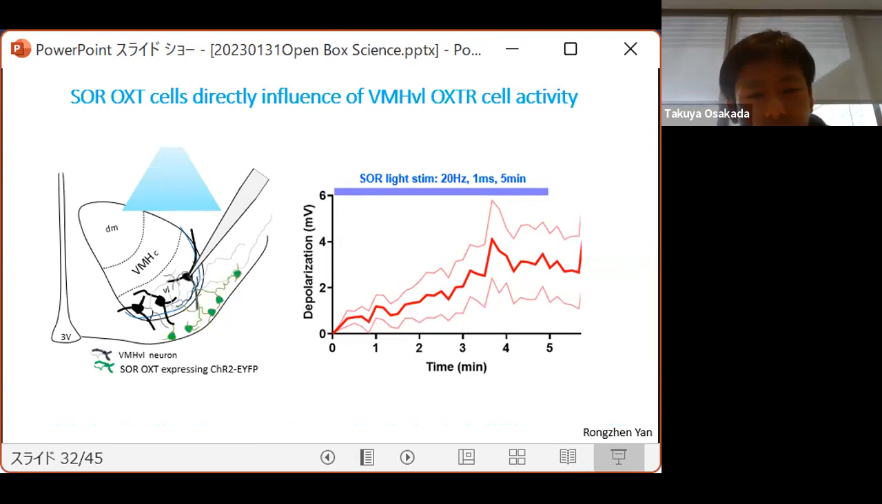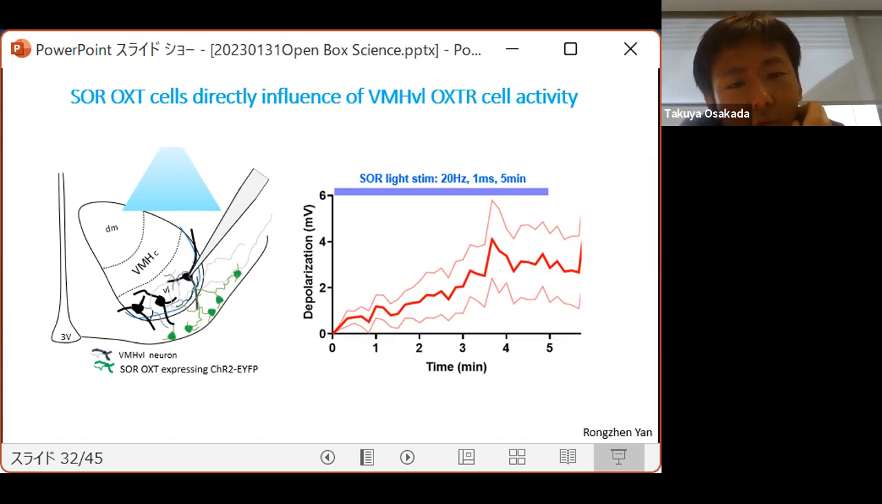So now we wanted to test directly whether these cells are important for the neuroactivity of oxytocin receptors in the anteroparietal BMHBL. In order to check this, we optogenetically activated the SOR oxytocin expressing cells. These animals are oxytocin-Cre mice with a Cre-dependent channelrhodopsin expressing virus. SOR oxytocin cells are labeled by ChR2, and the patch was onto anteroparietal BMHBL cells.